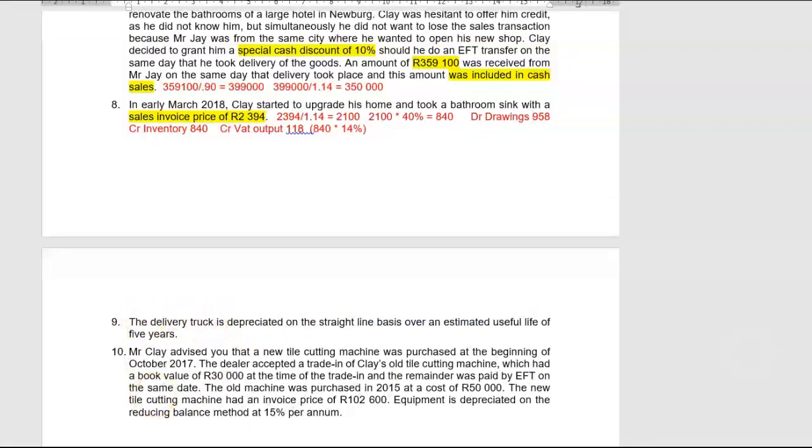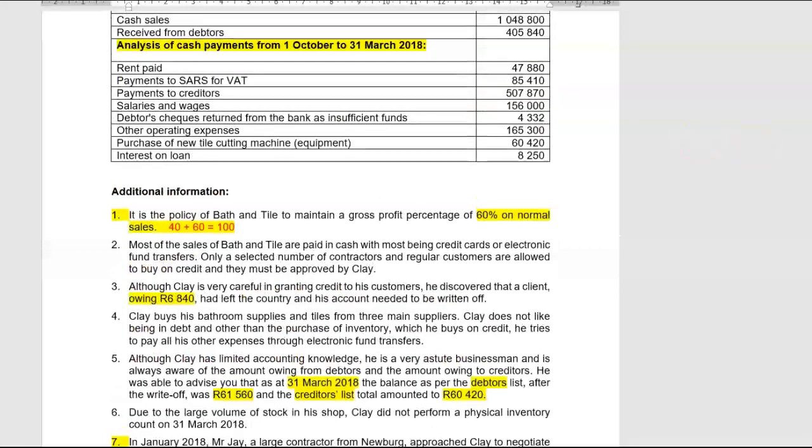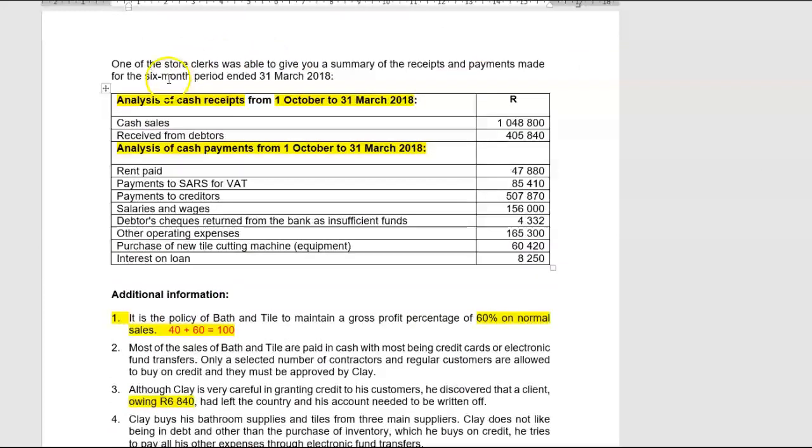Items 9 and 10 are all about non-current assets, which haven't got an impact on the gross profit section of the income statement, although they have an impact on the VAT that we will complete a little bit later on. We also have to do the trading transaction journal, so we will do that separately. If we go back to our statement or summary of receipts and payments, let's complete it now.